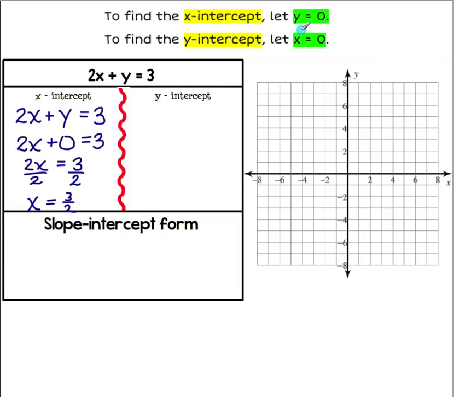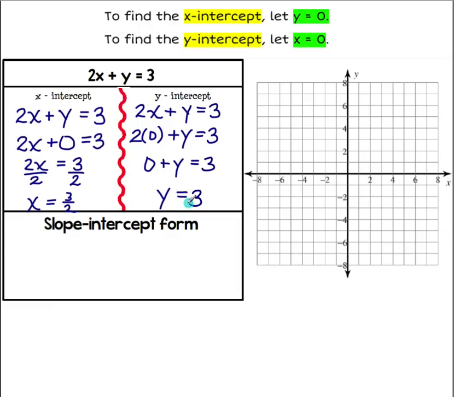To find our y-intercept, we are going to let x equal 0. So you can see how these values change. If you're finding your x-intercept, you're eliminating your y term so that you have an x value. When you're finding your y-intercept, you're letting x equal 0. So in this case, with the equation 2x plus y equals 3, we substitute in 0 for x, so 2 times 0 plus y equals 3. 2 times 0 is 0, so 0 plus y equals 3. So then y equals 3. Keep in mind that for our y-intercept, if our x value is 0, our y value is 3. And for our x-intercept, our x value was 3/2, and our y value is 0.